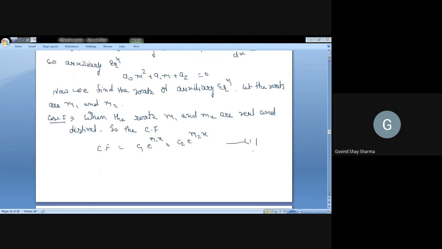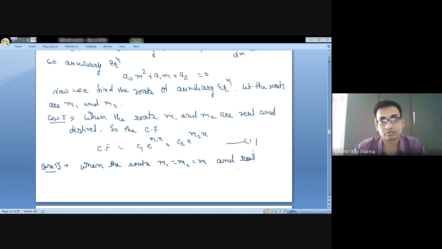Now again, case 2: when m1 is equal to m2, both roots have the same value, then the CF is (c1 plus c2 x) e to the power m1 x.